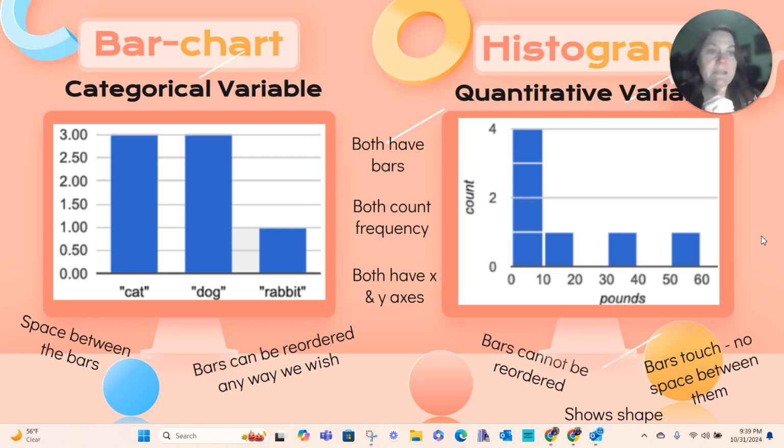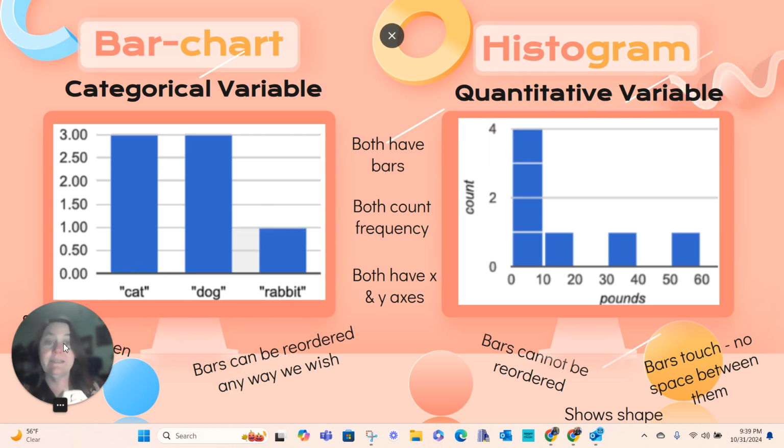There's really no space. But bottom line, the students need to come up with and see, bar charts are for categorical variables and histograms are for those quantitative variables. I could see that there, that cat, dog, rabbit species is a categorical variable, whereas pounds was that quantitative variable. Okay.